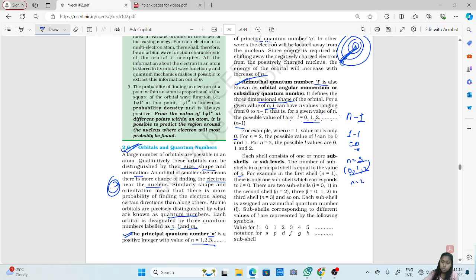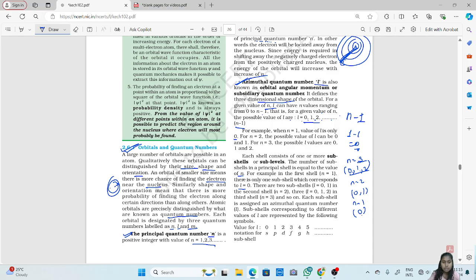When n equals 2, you will have 2 subshells, that is 0 and 1. When n equals 1, you have only one subshell, that is 0, where l equals 0. l basically tells you the number of subshells that you will have. And this will continue. Each subshell is assigned an azimuthal quantum number l, as I told you.